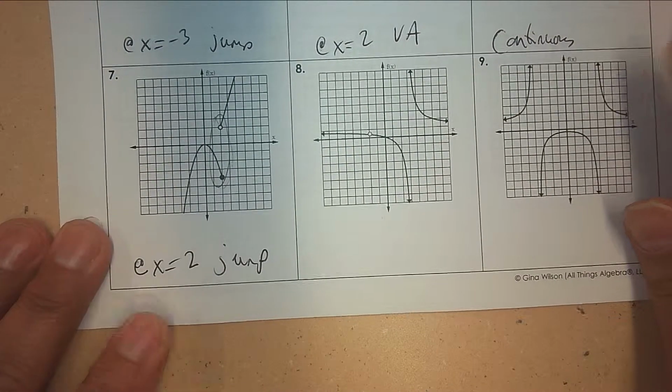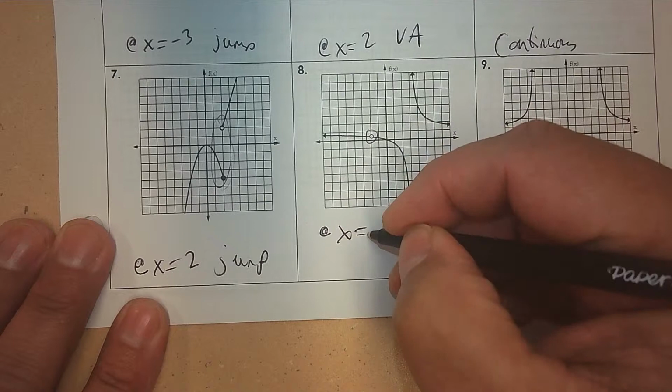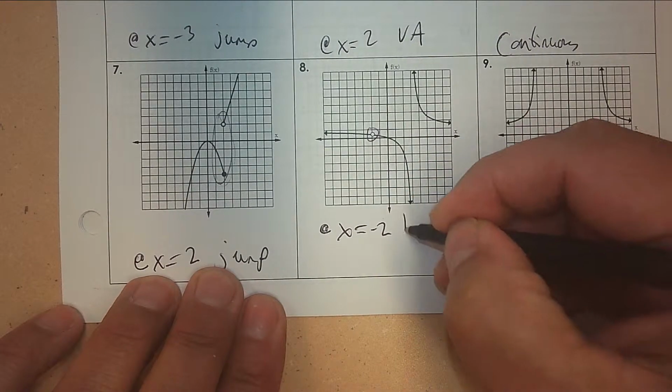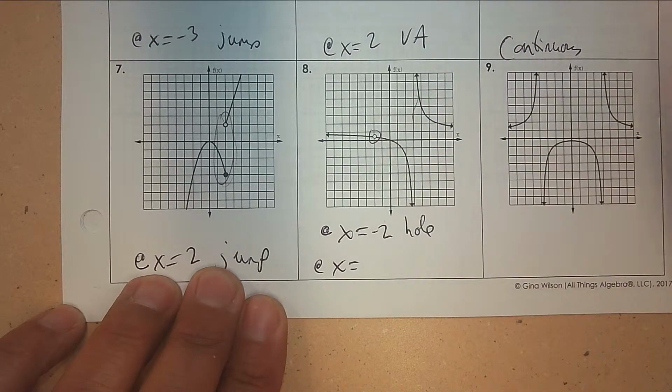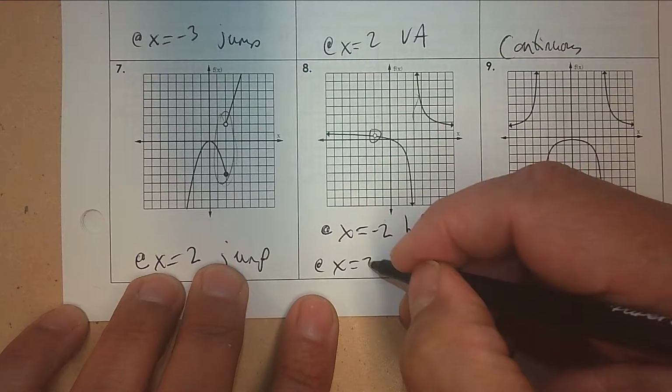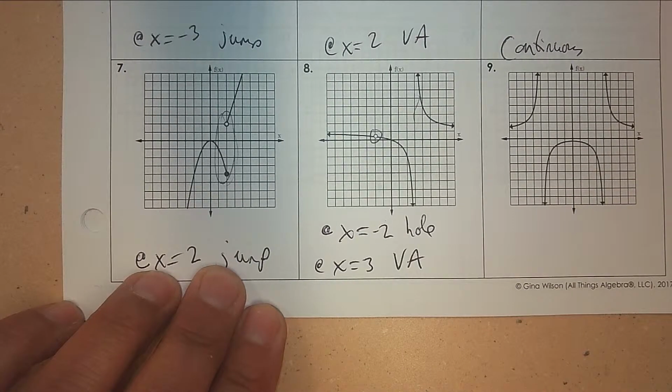The next one, again, there's 2 of them, so I'm going to write both of them. So one is at x equals -2. It's removable, we say, but it's a hole. At x equals here, there's a vertical asymptote. So 1, 2, 3, over, we have a vertical asymptote. So those are all the parts of the graph that are not continuous.